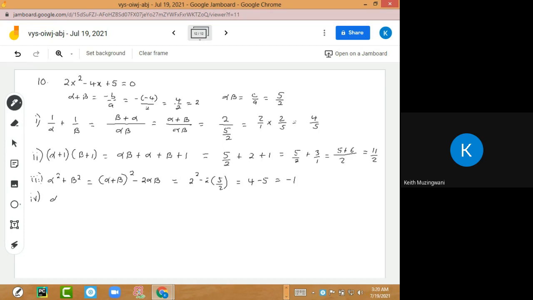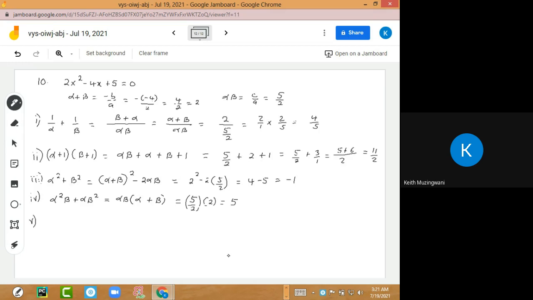4 is alpha squared beta plus alpha beta squared. This is the same as, alpha beta is common, so we remain with alpha in the first place and beta in the second place. But alpha beta is 5 over 2, multiplied by alpha plus beta, which is 2. So we get 5. So we can get anything that they ask us to get.